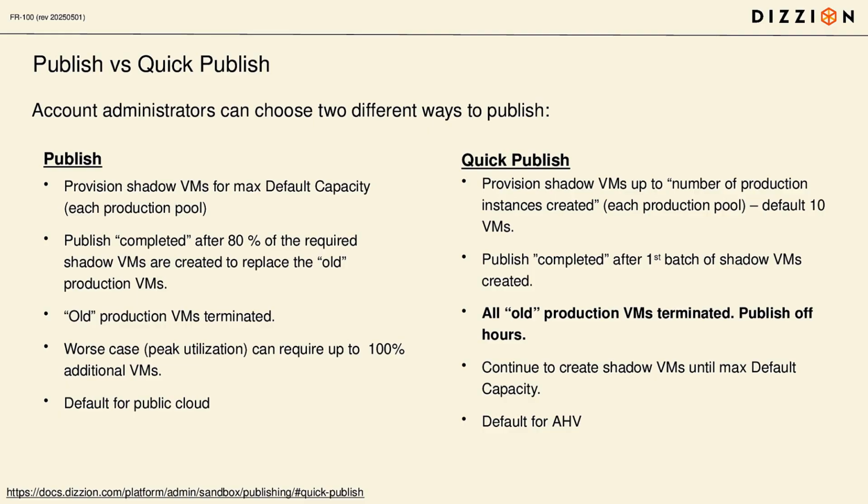Quick Publish will create new VMs within each instance pool up to a specified amount, 10 by default, before any existing instances are terminated. Once this number is reached, these VMs will be powered on and available for new sessions. Once the Quick Publish process is complete, any other existing VMs will be terminated. The system will continue to create the remaining new VMs until the capacity maximum is reached. Customers should ensure that their AHV cluster is properly sized to support the additional number of powered-on VMs created during the Quick Publish process.